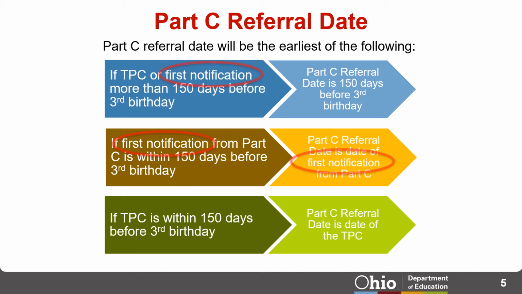First notification is defined as the date the district receives the invitation to the Transition Planning Conference, TPC. Determining the earliest of these events allows for the evaluation team to collect current assessment data closer to the child's 3rd birthday.